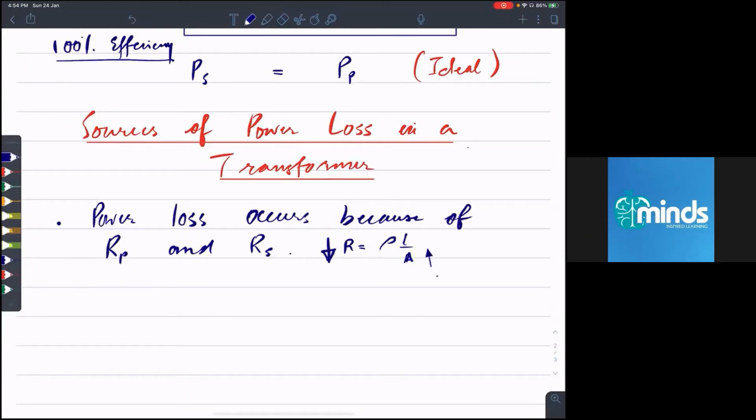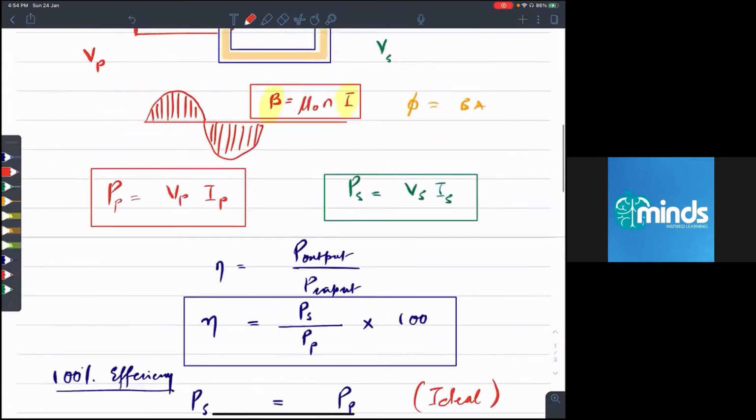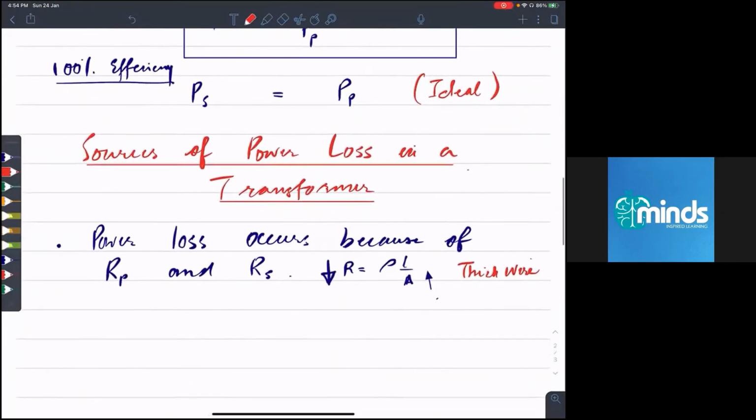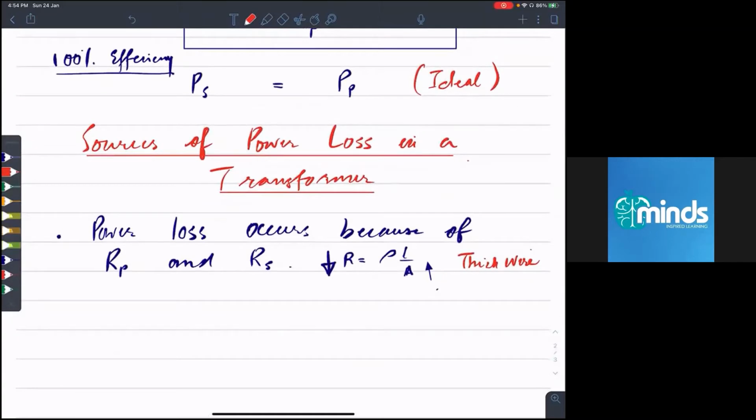It means that if we use a thick wire, it will have less resistance, so we will have less power losses. So how to remove this power loss because of resistance of primary and secondary coil? Use thick wires to make the primary winding and the secondary winding. How many of you are getting this point? Okay, Hani is getting it, Anas getting it, Miram getting it. Yes, Amna and Alan, are you getting it? Yes, sir. Okay, now next.